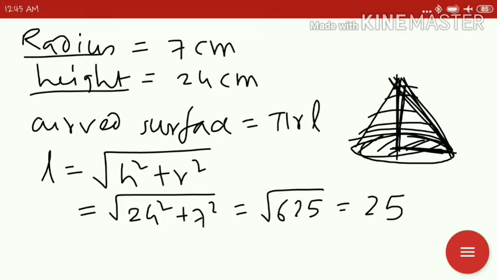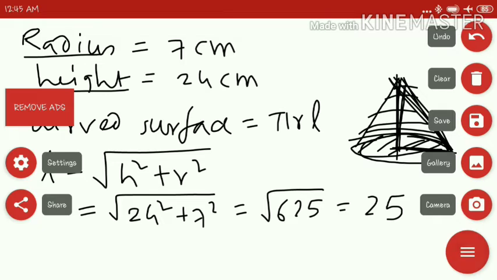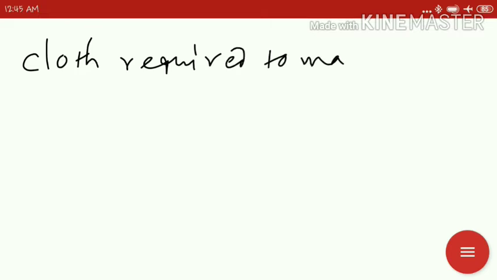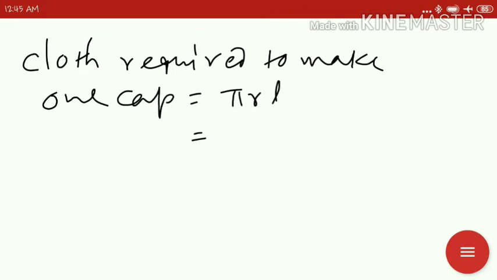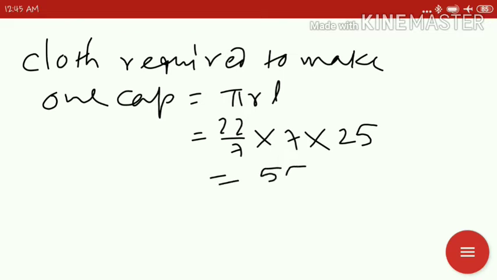Now we can easily find out the curved surface area by using pi RL. The cloth required to make one cap, that is the curved surface area, that is pi RL. So 22 by 7, radius is already given as 7, and L we have got as 25. So if we calculate, it will give 550 centimeter square.